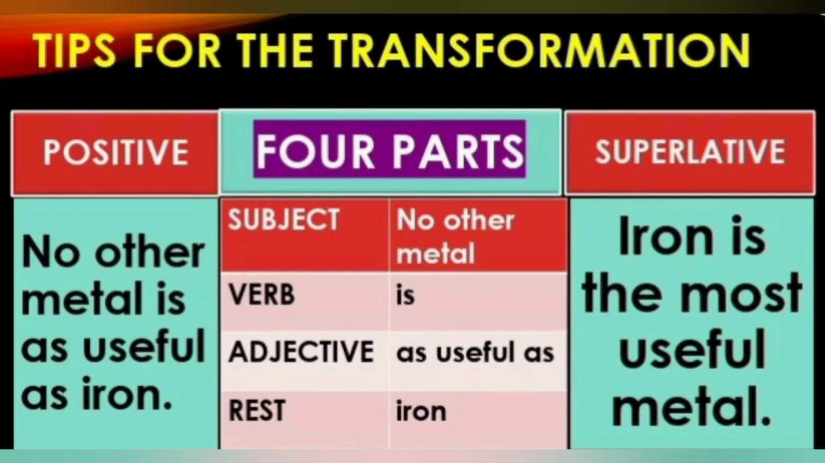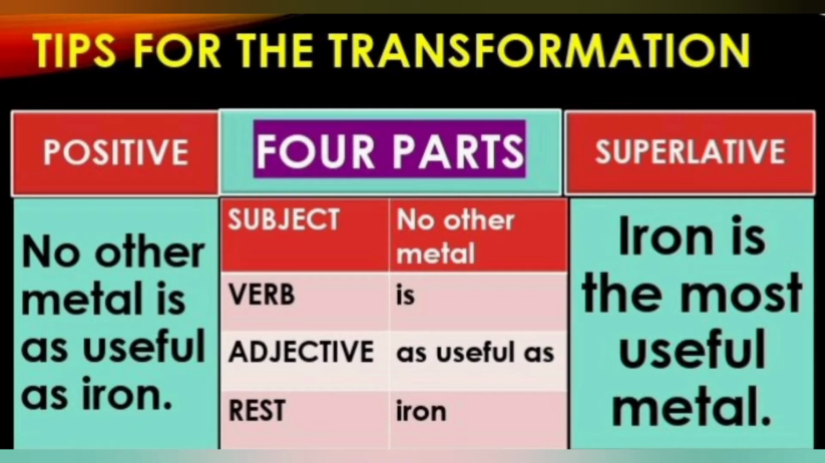In superlative degree we have seen that the sentence has begun with iron, that is the 4th part. Iron, and the verb is, as useful as, that is in positive degree, changes to the most useful. The metal comes in the end because the word no other is particularly meant for positive degree, that is not used in superlative degree.